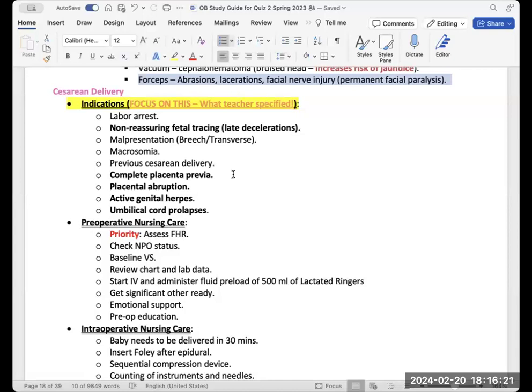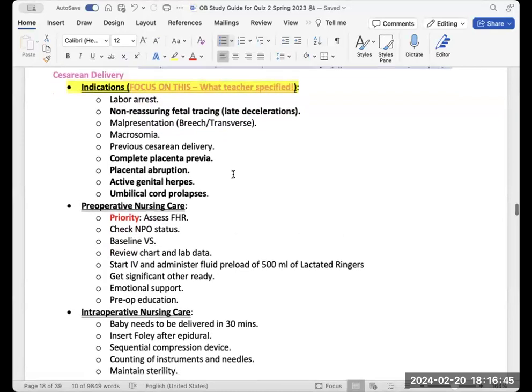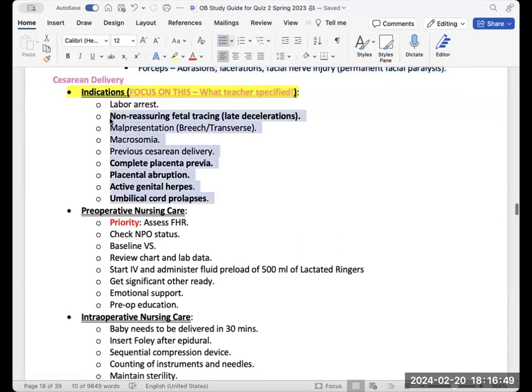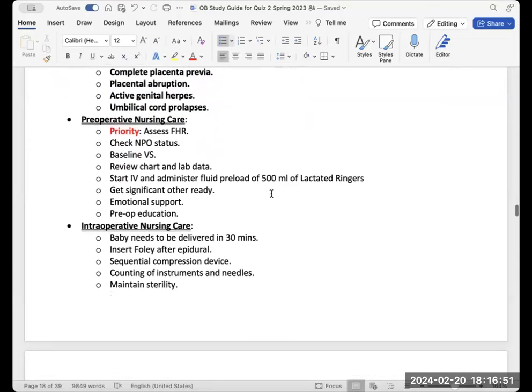Previous cesarean delivery increases your risk for having a C-section again in the future. Complete placenta previa. Remember, we don't induce in placenta previa or placental abruption. They have to have C-sections. Okay. Active genital herpes. We said they were contraindicated in inductions, but we have C-sections for them. Umbilical cord prolapse. They must have a C-section. Okay. Know that. Know when we do it. It's going to be like a select-all-that-apply. And the ones I highlighted are the ones that she focused on the most.